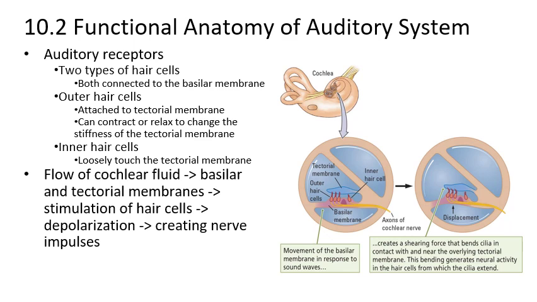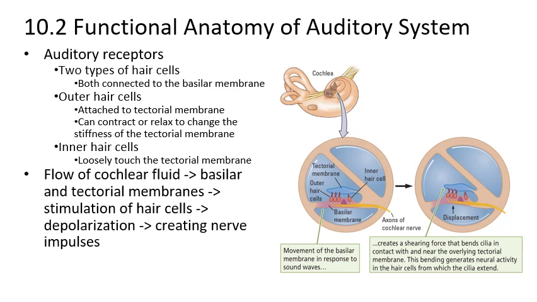There are two types of hair cells. Both are connected to the basilar membrane. There are outer and inner hair cells. Outer hair cells are also attached to the tectorial membrane. They contract or relax to change the stiffness of the tectorial membrane, and the inner hair cells are loosely touching the tectorial membrane, but they're not connected.